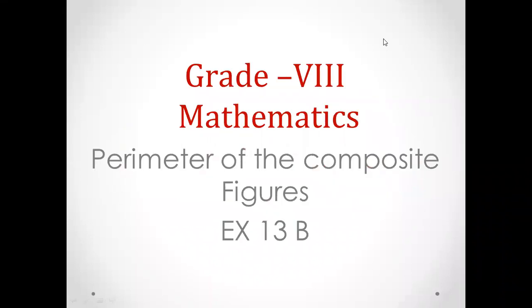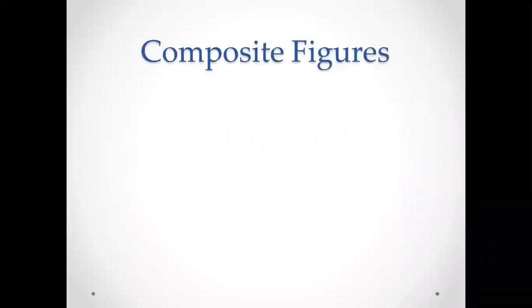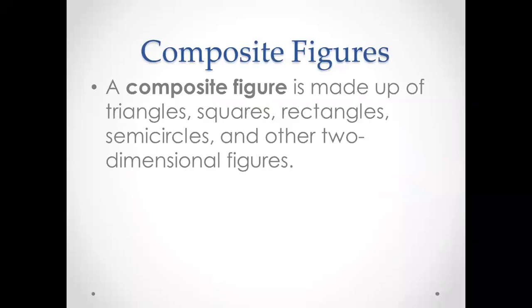Today we will discuss how to find out the perimeter of composite figures. Let's see what composite figures are. Composite figures are figures which are made up of two or more figures like triangles, squares, rectangles, semicircles or any other two-dimensional figures.